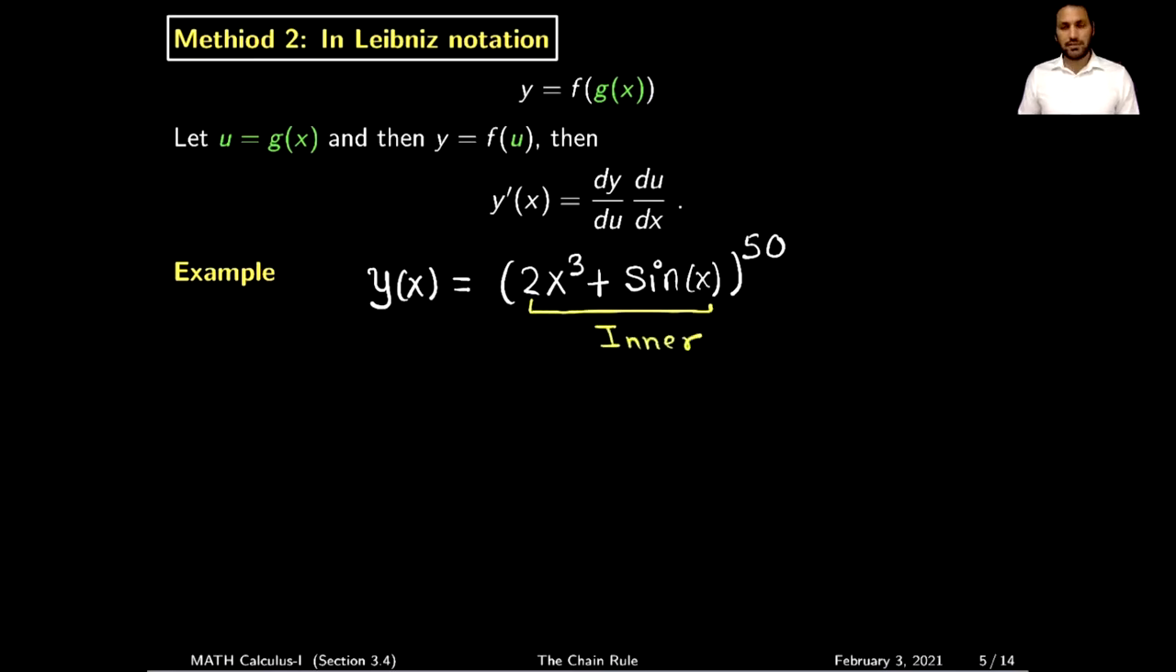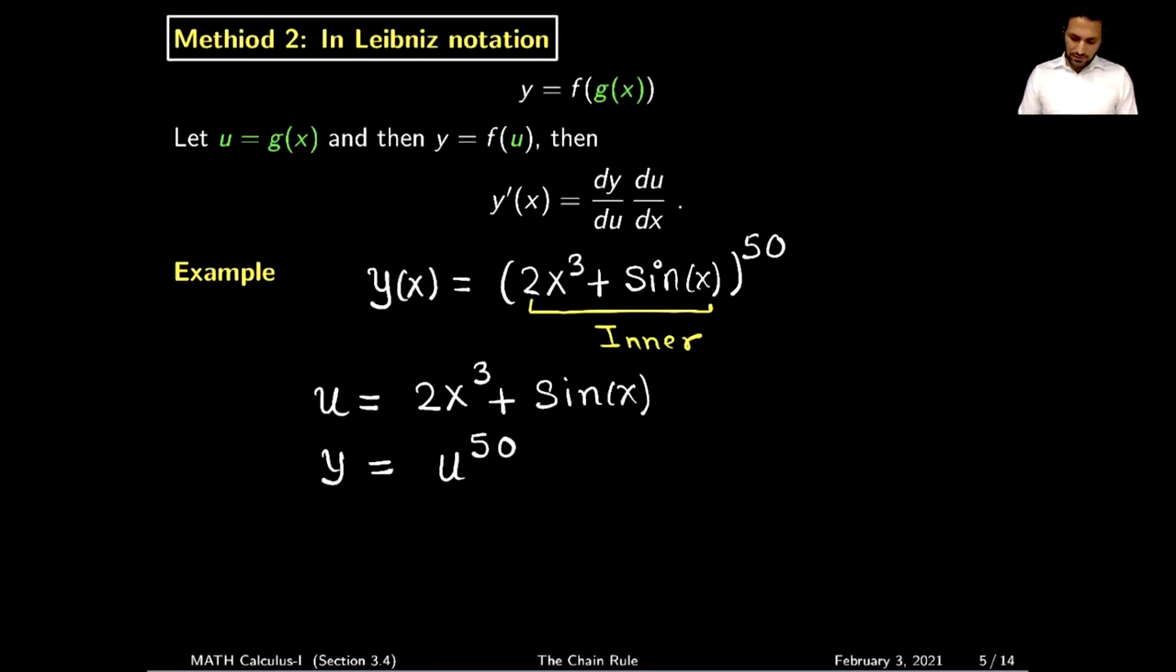Once we identify the inner function, I will make my substitution. So I will select my u. So u will be 2x to the power 3 plus sine x. If I plug that u back into my original function, my original function will become u to the power 50. Next, I will calculate the derivative of these two functions individually. So definitely I will calculate du with respect to x, because this function depends on x.